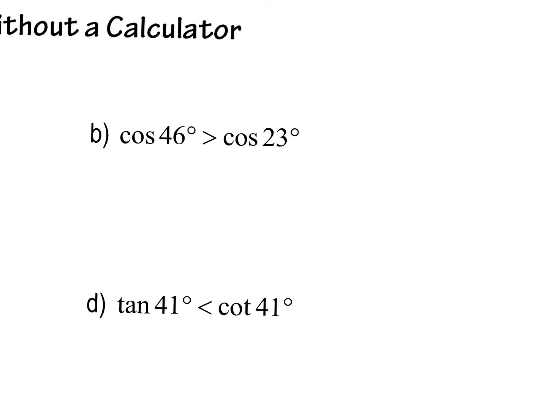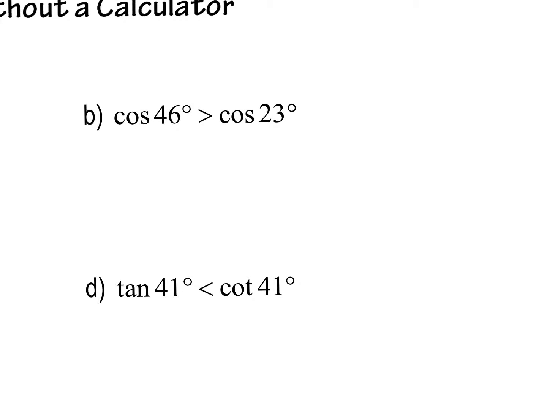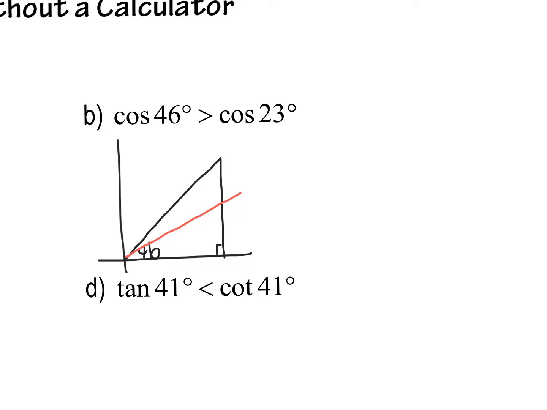Let's try another one. Here we are with cosine. We're going to draw a similar picture, and I'm just looking at quadrant 1 because the degrees are 46 and 23 here. So for 46 degrees, that looks something like so. And if I change it to 23 degrees, then that looks a little bit different.